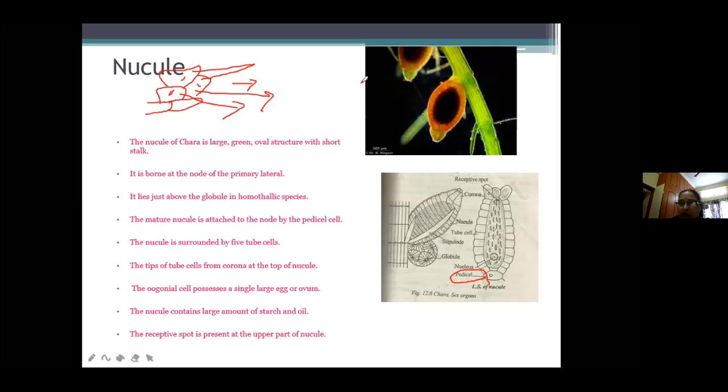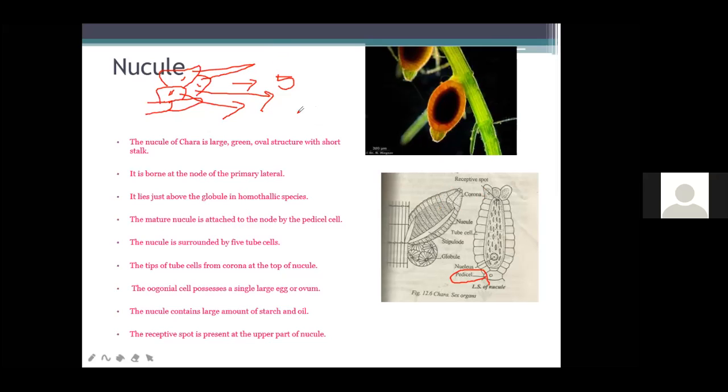The middle cell divides vertically, resulting in 5 sheath initials. Here, how many sheath cells are there? Only 5, girls. Here the middle cell divides vertically, and how many sheath cells are present? 5 sheath initials encircling the oogonial cells. 5 sheath cells form and encircle the oogonial cell.